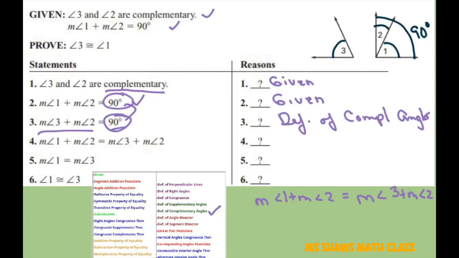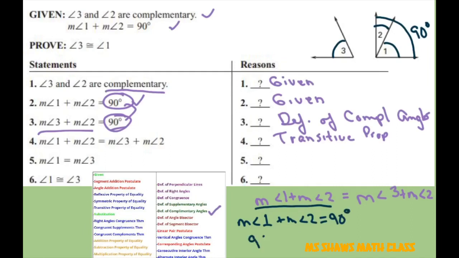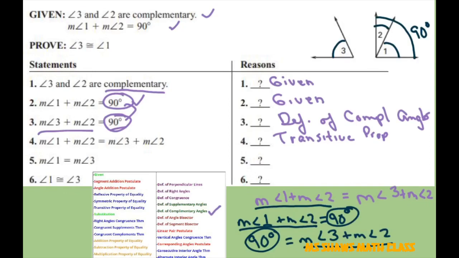So that means for number 4, that's the transitive property. Because this equals 90. So you could say measure of angle 1 plus the measure of angle 2 equals 90 degrees. And 90 degrees equals the measure of angle 3 plus the measure of angle 2. So the transitive property says then, because these are the same, measure of angle 2 plus the measure of angle 1 equals the measure of angle 3 plus the measure of angle 2. All right, and then what I'm going to do is subtract the measure of angle 2 from both sides. And that's called your subtraction property of equality.